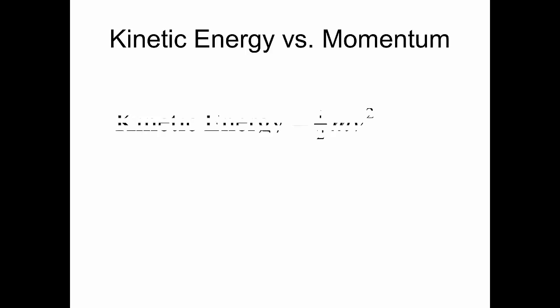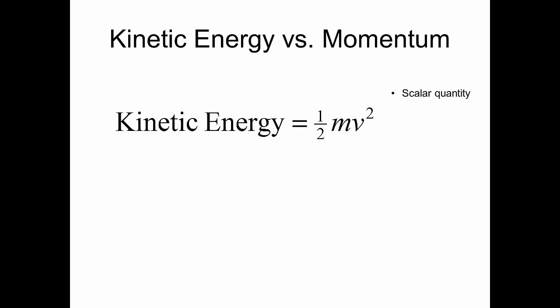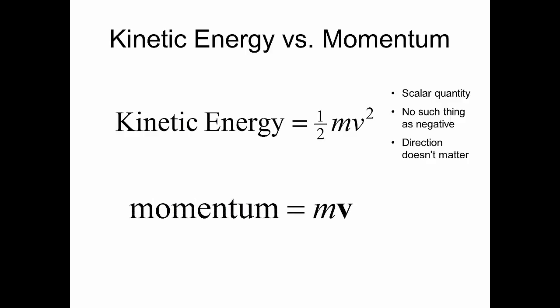It's helpful to understand the differences between kinetic energy and momentum and how we solve these types of problems. When we're looking at kinetic energy, we use 1/2 mass times the velocity squared. This is a scalar quantity. There's no such thing as negative when we're dealing with kinetic energy, and the direction really doesn't matter. For momentum, however, it's a mass times a velocity vector. This is a vector quantity. Direction does matter when we're dealing with momentum.